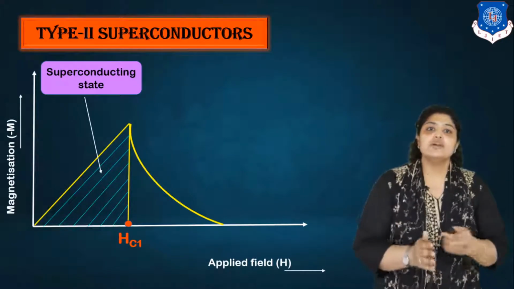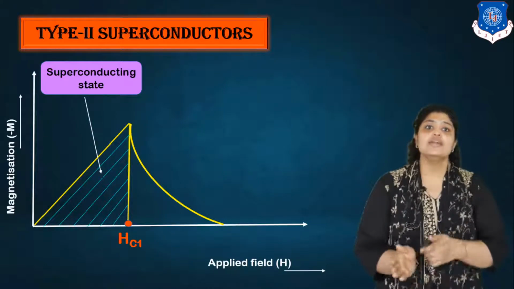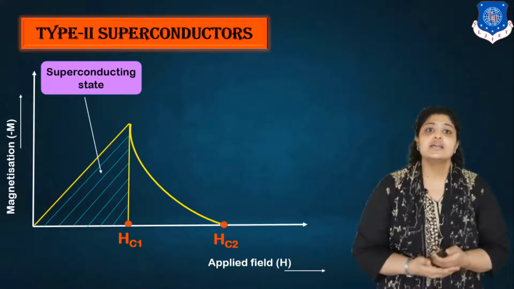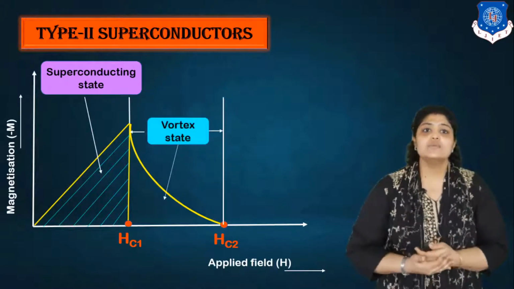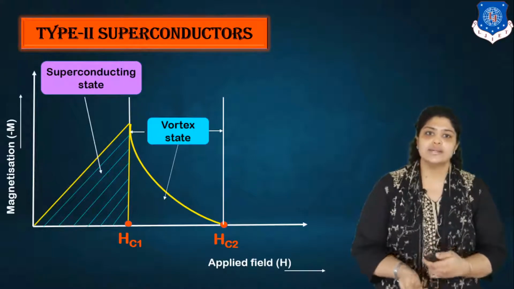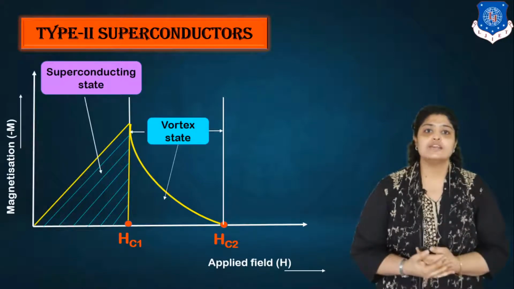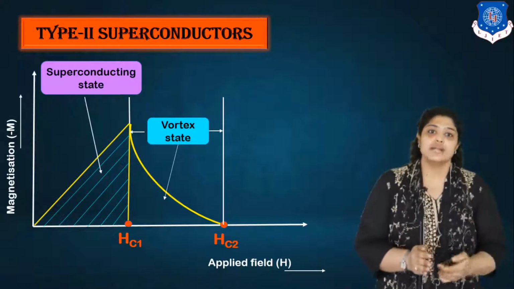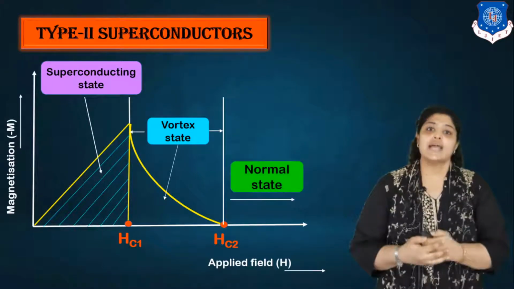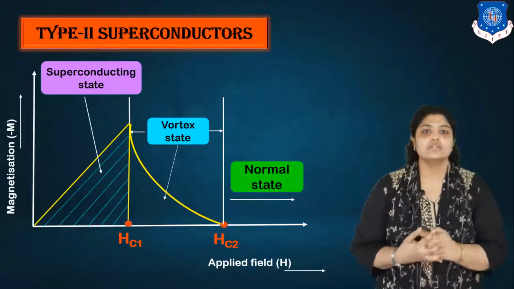But what happens beyond this point? Suppose I increase the magnetic field beyond Hc1. See what happens. Gradually magnetization reduces, and in this span we say our superconductor is in vortex state. I will be discussing what is vortex state shortly. And if you further increase your magnetic field beyond Hc2, that is known as the upper critical field, your superconducting state is lost and your material will convert into a normal state wherein resistance is not zero.